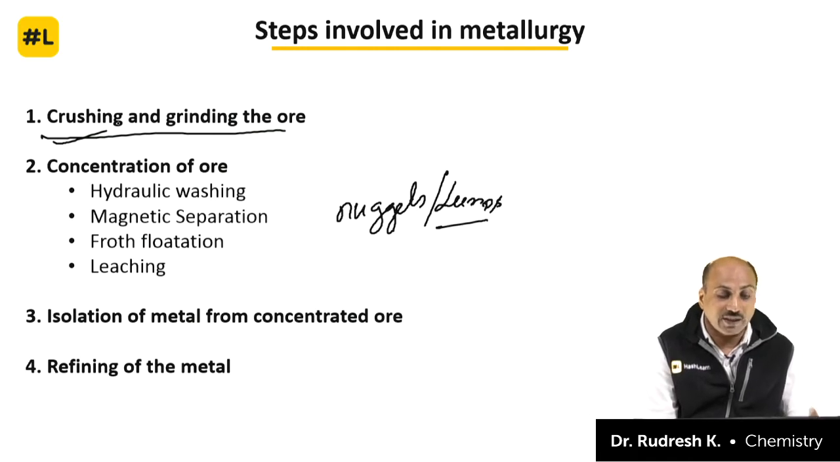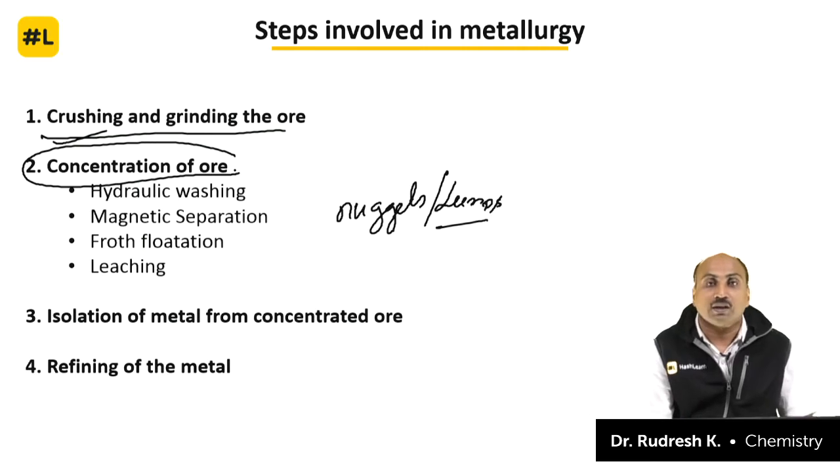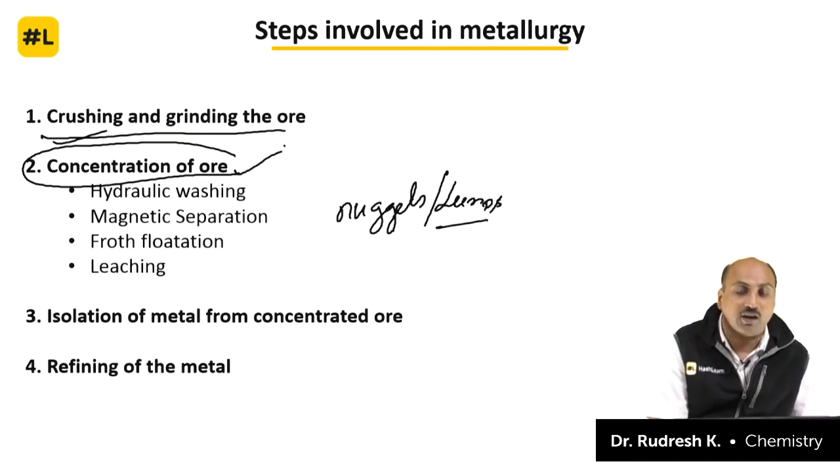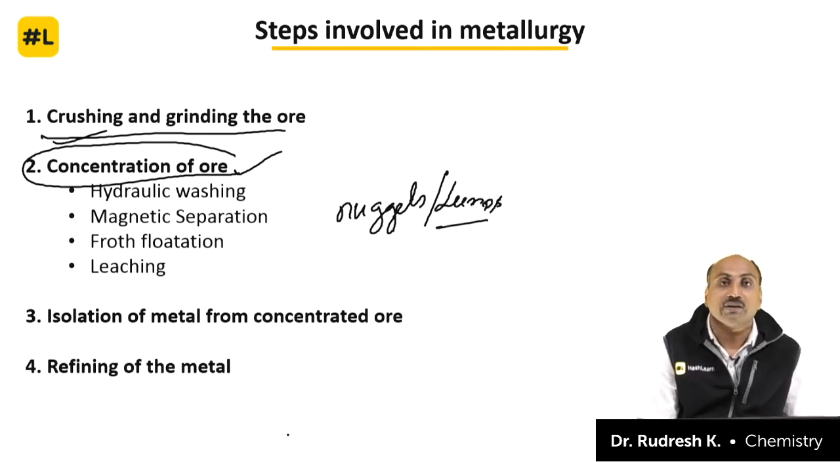Once this is done, we go for two more methods, depending upon what type of impurity is present. That is where we talk about the concentration of ore. The concentration of ore is not similar to normality or molarity. It means increasing the content of the metal in the given mineral. Minerals are of n types, but we cannot extract a metal from all of them, so we require a suitable ore. So we convert the mineral into ore, and for that we require different techniques.